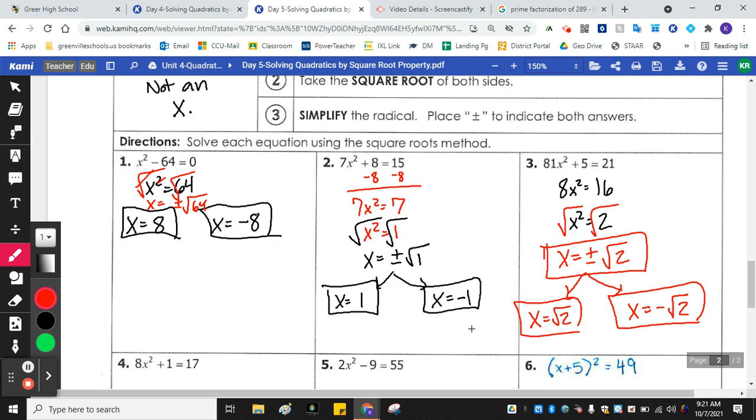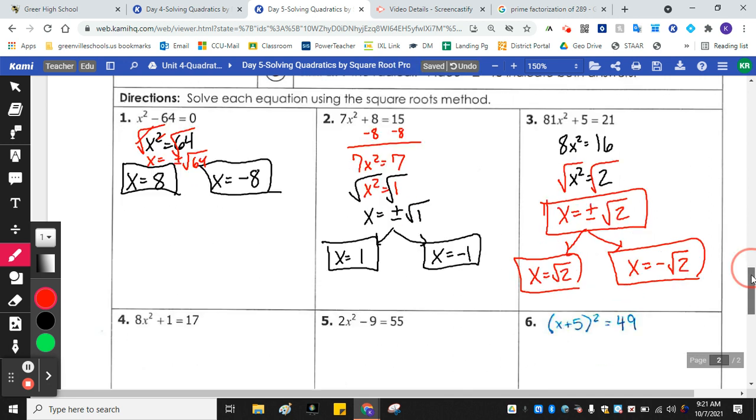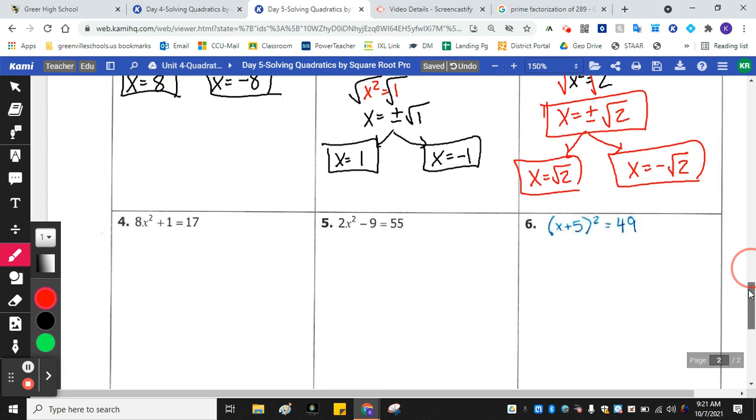So sometimes they don't break down into nice numbers. Sometimes you will have a square root in both of your answers. Sometimes you'll have it in one of your answers. Usually just both.